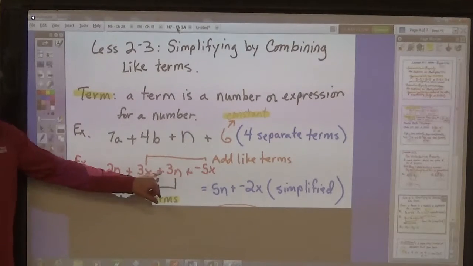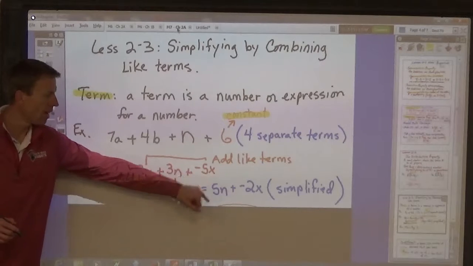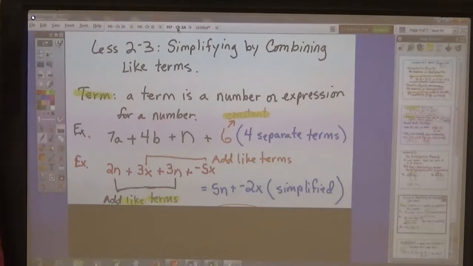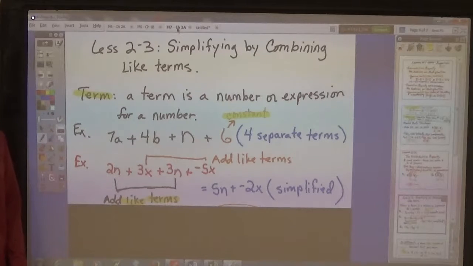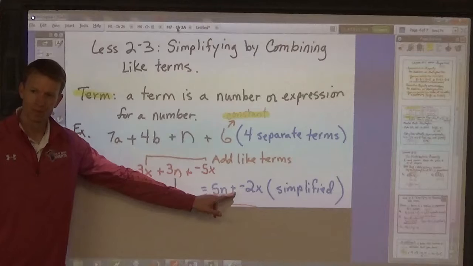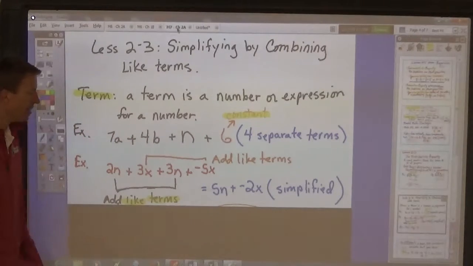So, what if you had this whole expression? 2n plus 3x plus 3n plus negative 5x. Could you simplify that then? Yes. Where is it simplified, Otto? You can do 2n plus 3n and then 3x plus negative 5x. Yeah, and what do you put in between them? Plus sign. The plus signs stay.